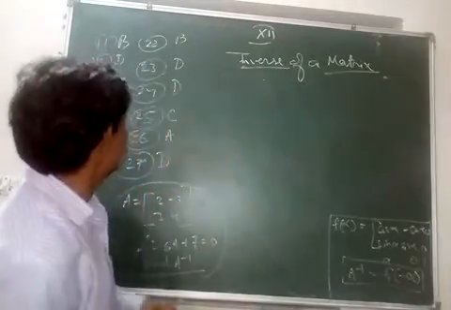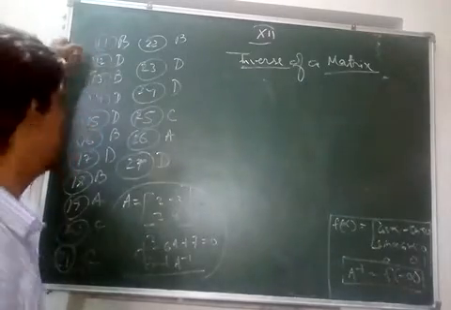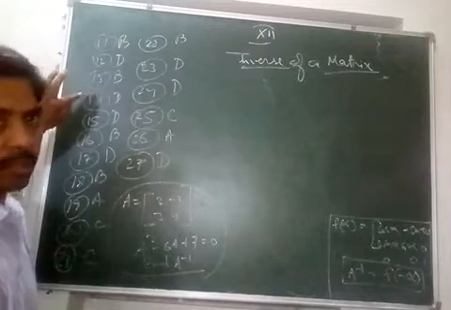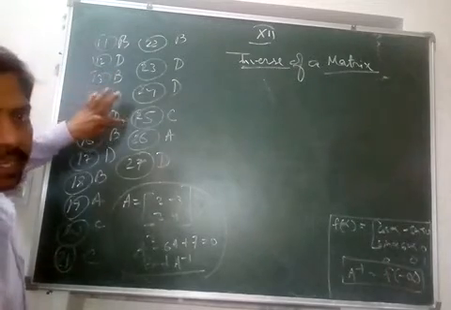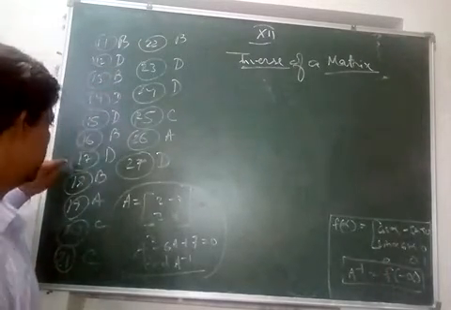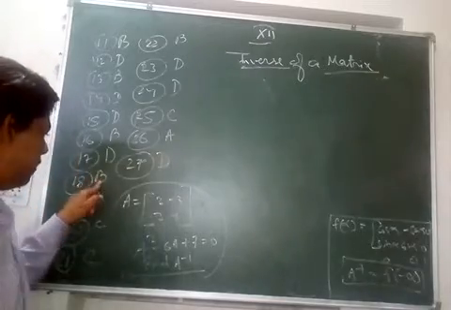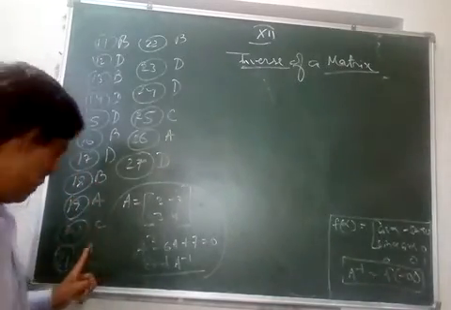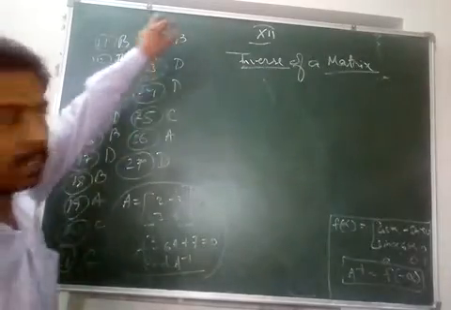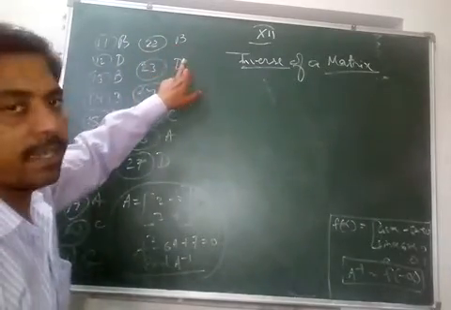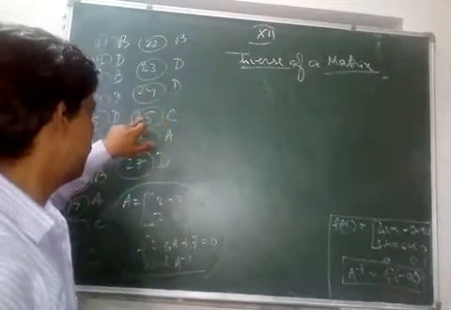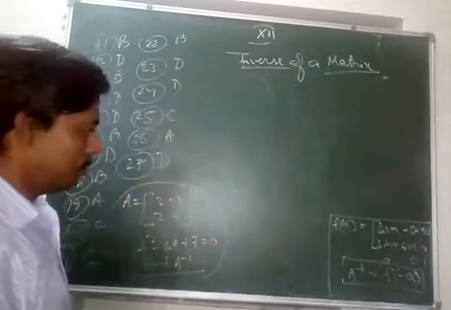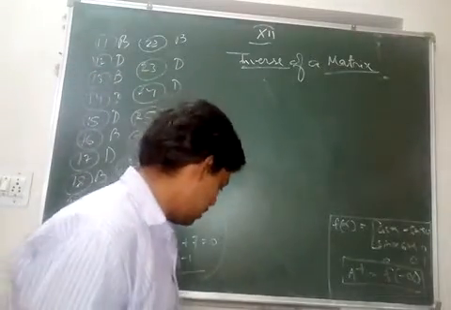So in the test, the answers were like this. Question number 11, it was B. 12th D. 13th B. 14th D. 15th D. 16th B. 17th B. 18 B. 19 A. 20 C. 21 C. 22 B. 23 D. 24 D. 25 C. 26 A and 27 D, something like this. So you can also solve and check that you get the answers right.